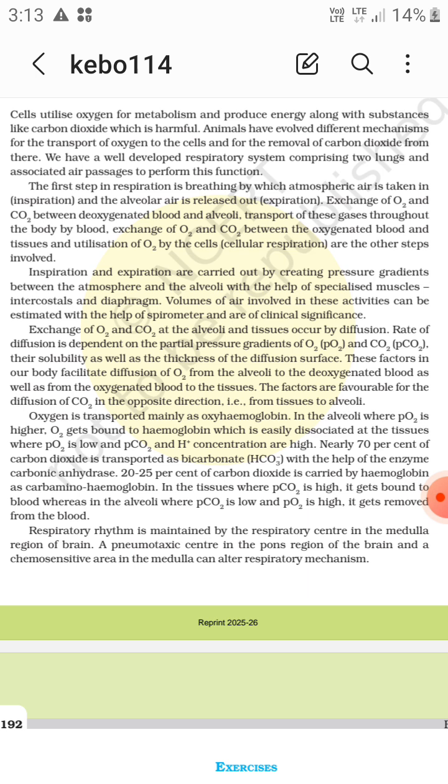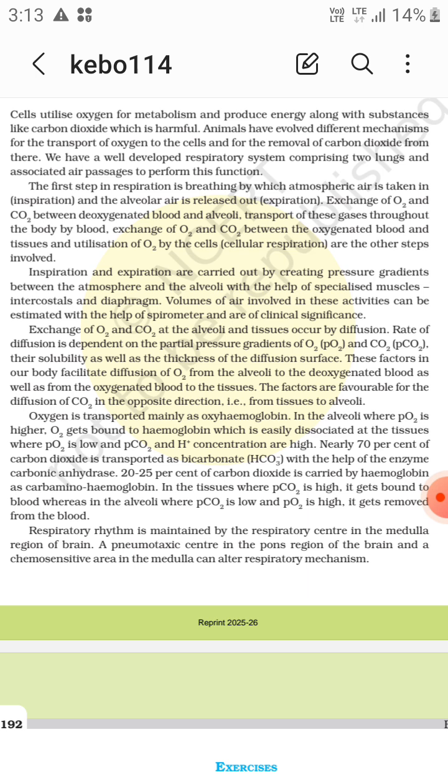Oxygen is transported mainly as oxyhemoglobin. In the alveoli, where the partial pressure of oxygen is higher, oxygen gets bound to hemoglobin, which is easily dissociated at the tissues where the partial pressure of O2 is low and the partial pressure of CO2 and H+ concentration are high.